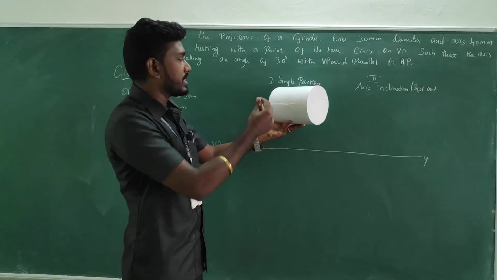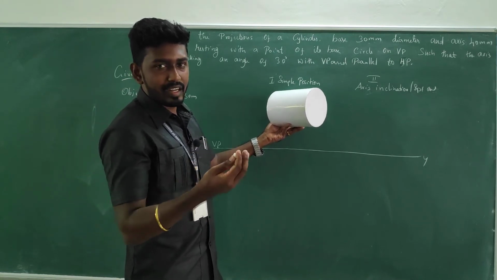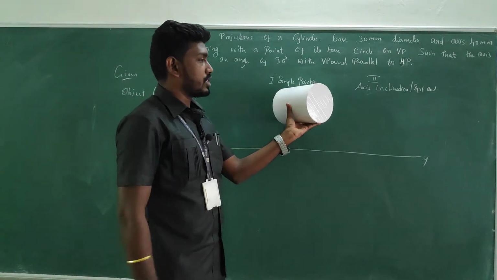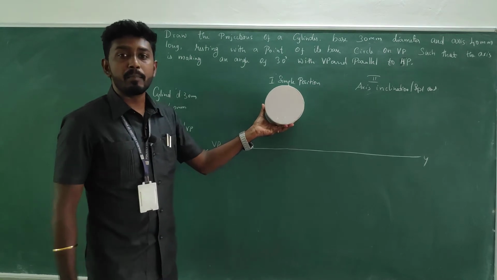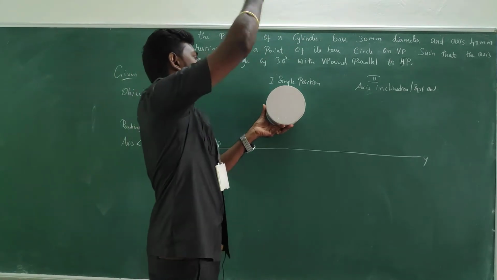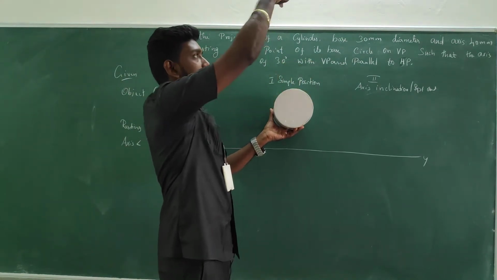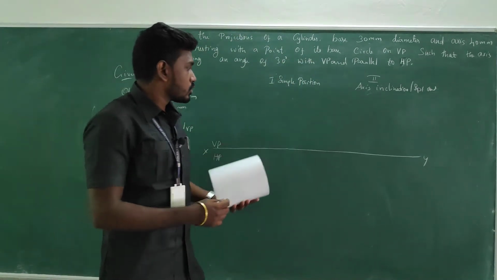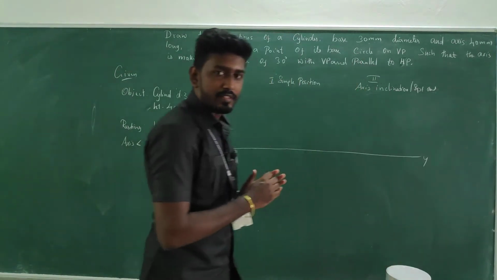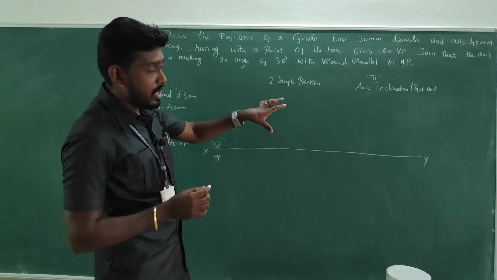As per the change of position method, we need to take the simple position first. Simple position, what does it say? If it is inclined to VP, we have to keep it just perpendicular to VP. Since it is inclined to VP, we take it perpendicular to VP. So from the front view we can see the true shape, and from the top view we can see the rectangular face. So in the front view the true shape is seen, and we have to begin the object from the front view. Front view in the sense it's VP. If it is inclined to VP, the projection will be on the VP plane.